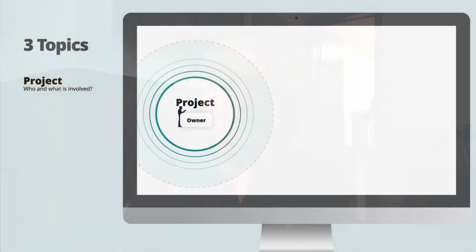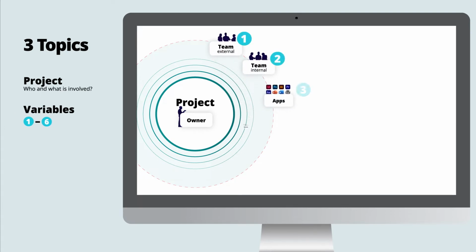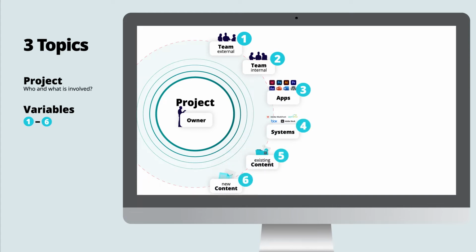Hello and welcome. And thank you, Andy, for your intro. So let's jump right into our project. Let's have a look at 3 main topics. There is the project itself. The variables in a project could be teams, applications, systems, existing content and new content. Variables can be replaced and they always serve as placeholders in relation to the project.